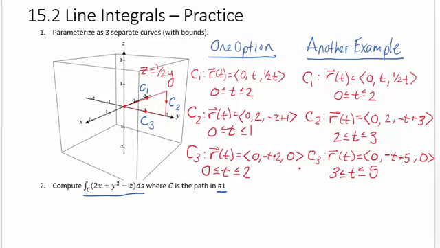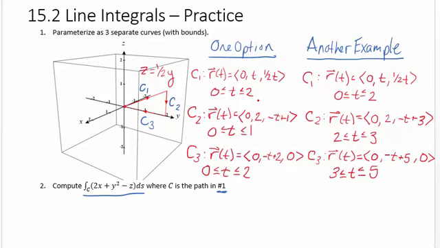So this is just 2 possibilities. There are literally an infinite number of possible paths you could write here. And each one of these options is going to give us slightly different looking integrals. So you just have to write one and then use that for your problem.